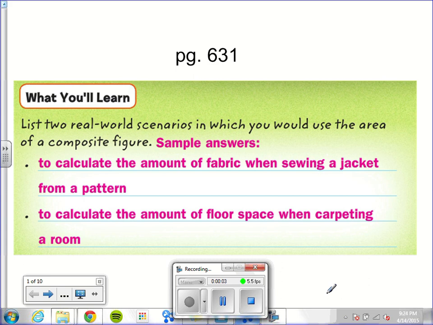Chapter 8, Lesson 3, Area of Composite Figures. A couple scenarios in which you would use the area of a composite figure would be, for example, if you had to calculate the amount of fabric when you're sewing a jacket from a pattern or any item of clothing, and also to calculate the amount of floor space when carpeting a room, when you're putting a carpet in. Those are just a couple of many, many examples in which you would use composite figures.